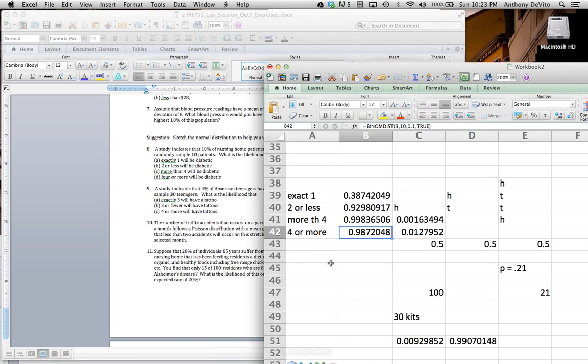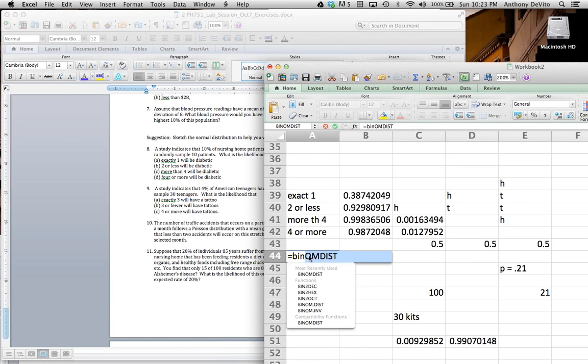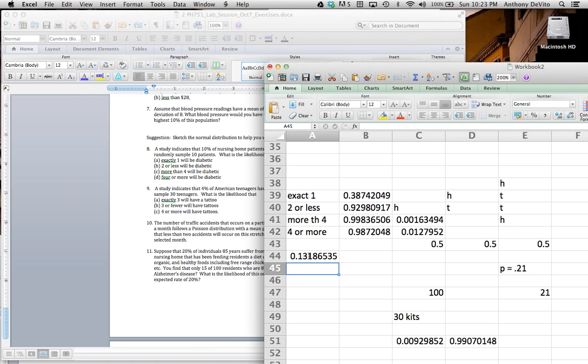Let's see what the probability of that would be. Equal binom dist, parentheses, and what's the probability of getting exactly 10 people out of 100 if the prevalence is 0.1, comma, false. Exactly 10 people, and that would be 13%. A little bit higher than 10%. But then you have all those other possibilities that would have to be accounted for: 9 out of 100, 8 out of 100, and so on and so forth.